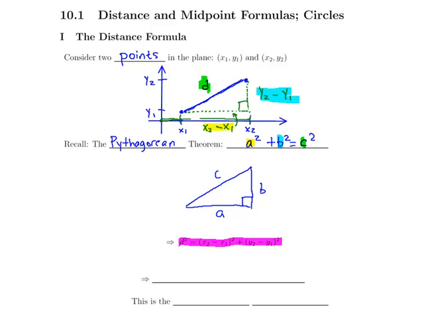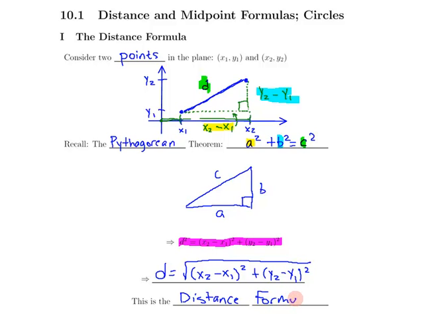Now, because distance is always positive, I'm just going to take the square root of both sides, and I end up with d is the square root, and again, because distance is positive, I'm not going to put the plus or minus out there. It's the square root of x2 minus x1 squared plus y2 minus y1 squared. This is the distance formula. It finds the distance between any 2 points.